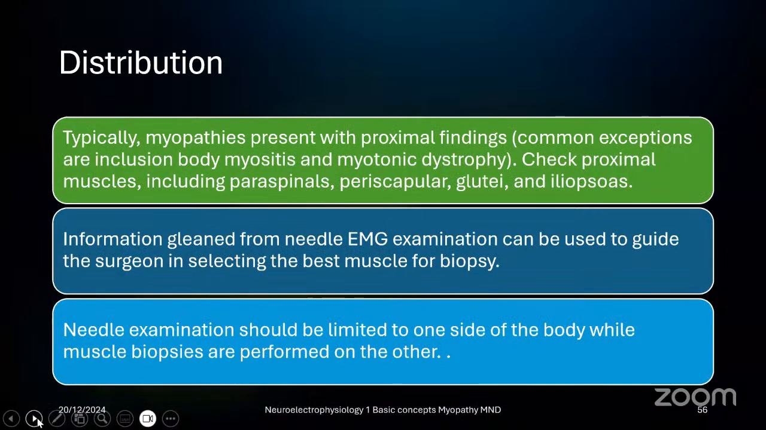Right. So typically myopathy is present with proximal findings. Common exceptions are inclusion body myositis and myotonic dystrophy. Check proximal muscles, including paraspinals, periscapular, gluteus, and iliopsoas. The information gleaned from the needle EMG examination can be used to guide the surgeon in selecting the best muscle for the biopsy. But usually, biopsy is vastus lateralis, universally standardized.